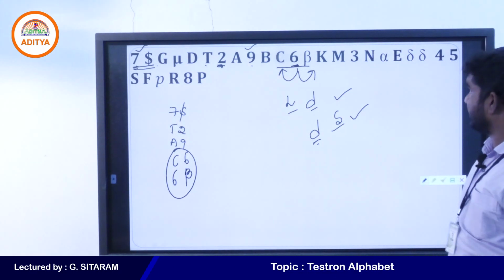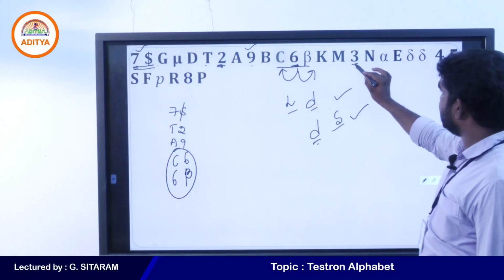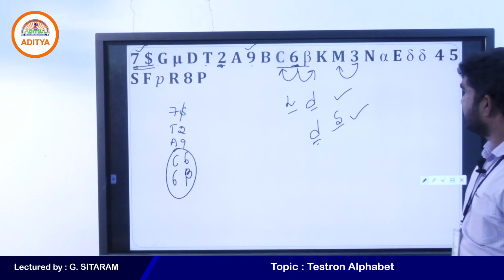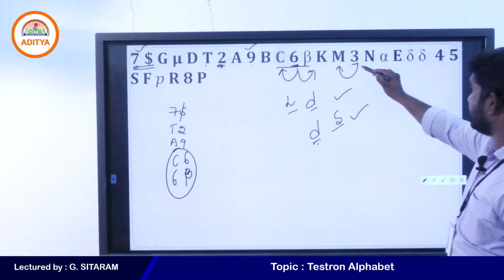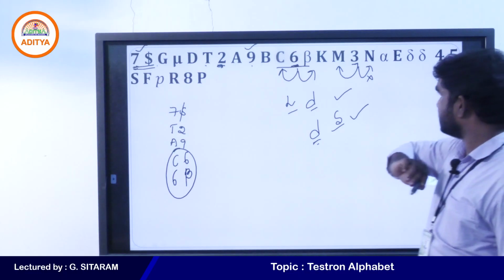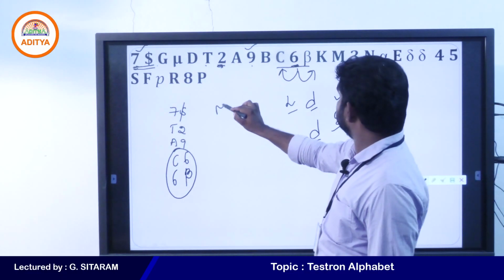Okay, then the next digit is 3. Is it preceded by a letter? Is it followed by a symbol? Not followed by a symbol, but it is preceded by a letter. You can take it, M3.